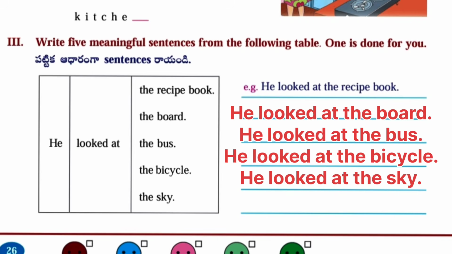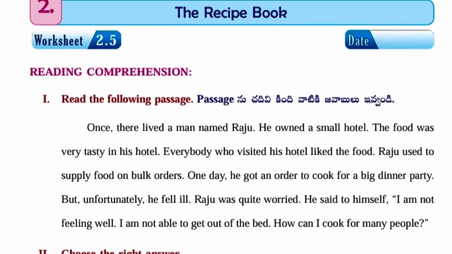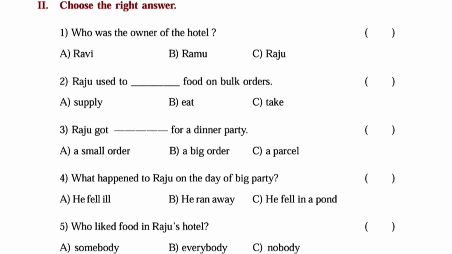Next, worksheet number 2.5. Reading comprehension. Read the following passage. Here, a passage is given. Once there lived a man named Raju. Like this, first of all, we have to read the passage carefully and then choose the right answers.